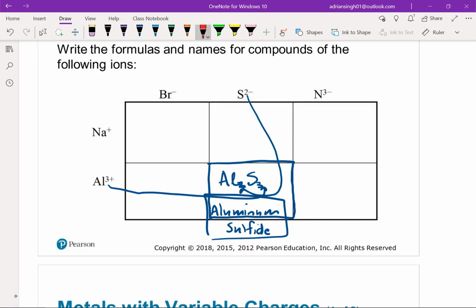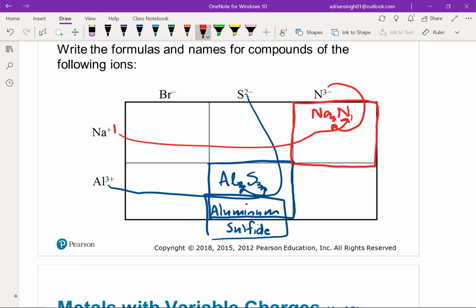Let's do another one here. The upper right corner, so we have Na, sodium, and N3 minus. So the metal goes first, non-metal second. The 3 on the nitrogen becomes a subscript on the sodium, and then the 1 here, which is understood on the sodium, becomes a subscript on the nitrogen. So Na3N1, or just simply Na3N, would be the formula. The first name for this, Na, is sodium, and then nitrogen as a last name is nitride.